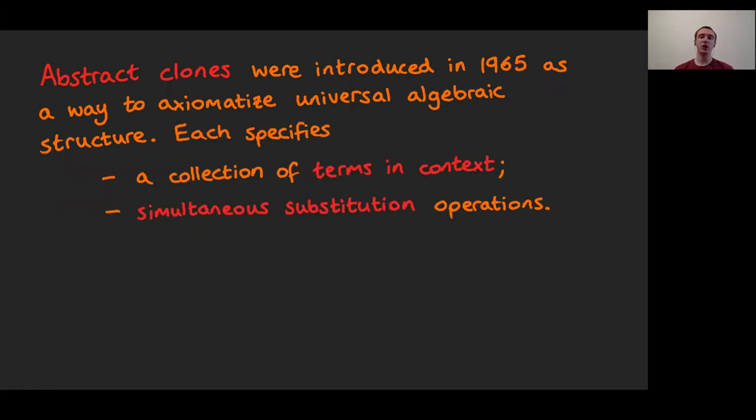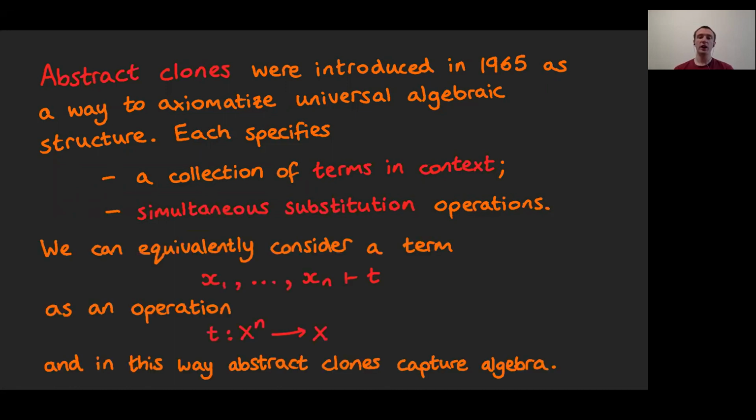So roughly, an abstract clone consists of a collection of terms in variable contexts and simultaneous substitution operations. And to see how this corresponds to algebraic structure, if we have a term in n variables, we can equivalently consider this as an operation taking n inputs and giving a single output. So if we think of the usual set theoretic definition of a monoid, we have a set X and a binary operation X squared to X, so a function from the product of X with itself to X, which takes a pair of terms and returns the multiplication of those two terms.